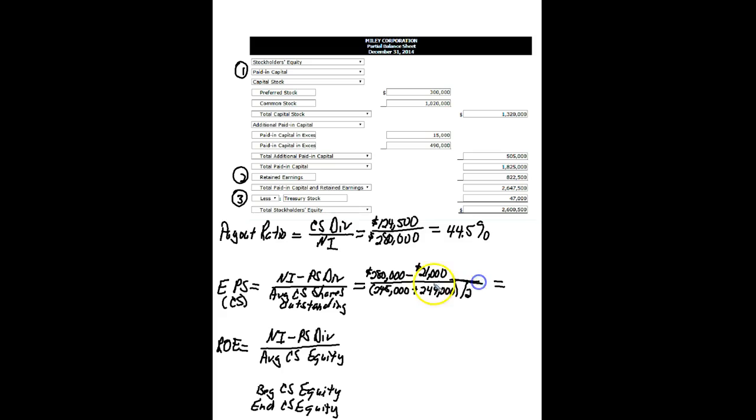Just extending my line, $280,000 minus $21,000, divided by these shares, I will get $1.05 per share. So each share of common stock earned $1.05 in net income or profits this year. Earnings per share tells us, for each share of stock, the amount of profit or net income earned for the common shareholder.